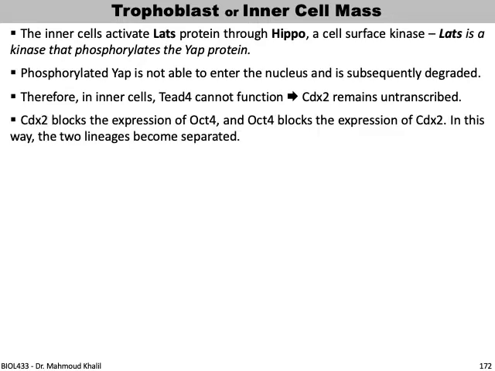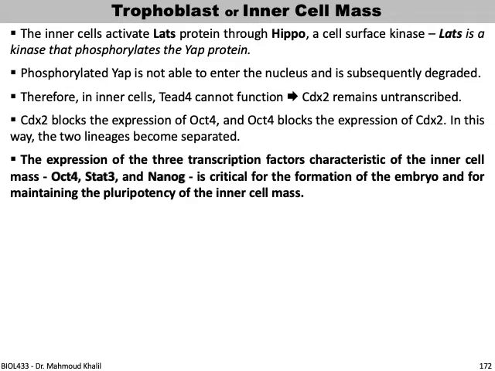CDX2 blocks the expression of OCT4, and OCT4 blocks the expression of CDX2. In this way, the two lineages become separated, the two lineages of trophoblast and inner cell mass. The expression of the three transcription factors characteristic of the inner cell mass, which are OCT4, STAT3, and NANOG, is very critical for the formation of the embryo and for maintaining the pluripotency of the inner cell mass.